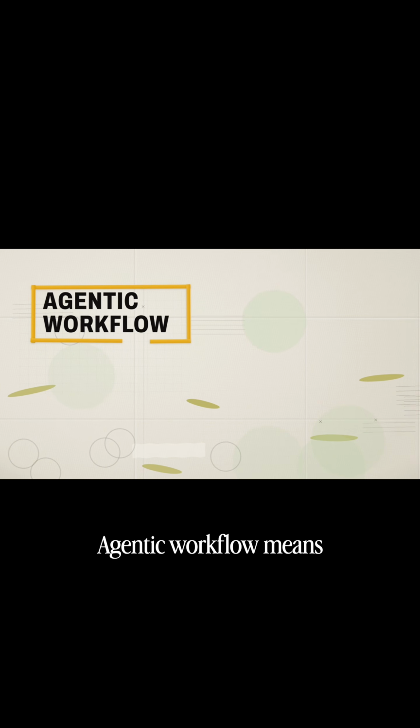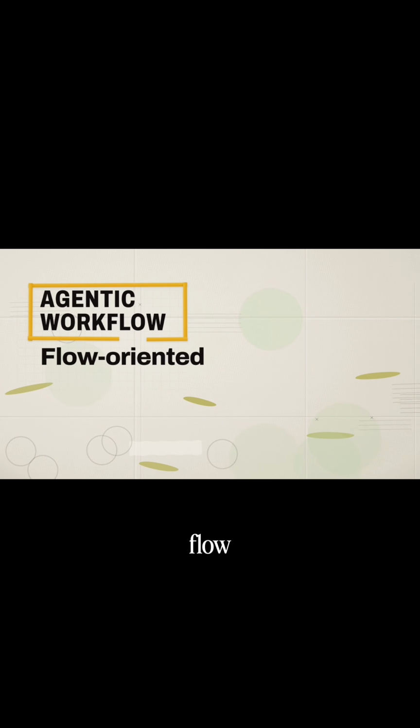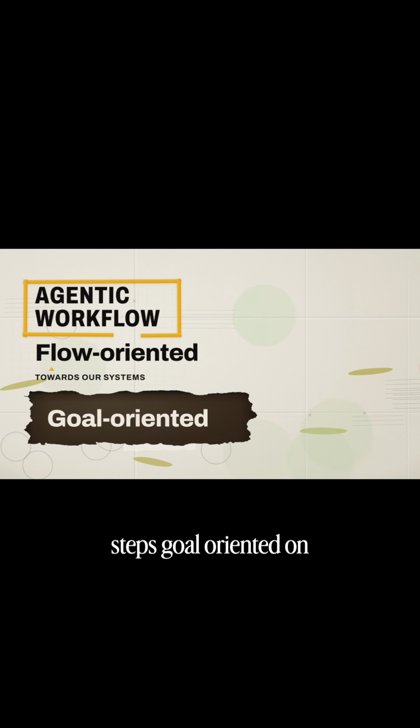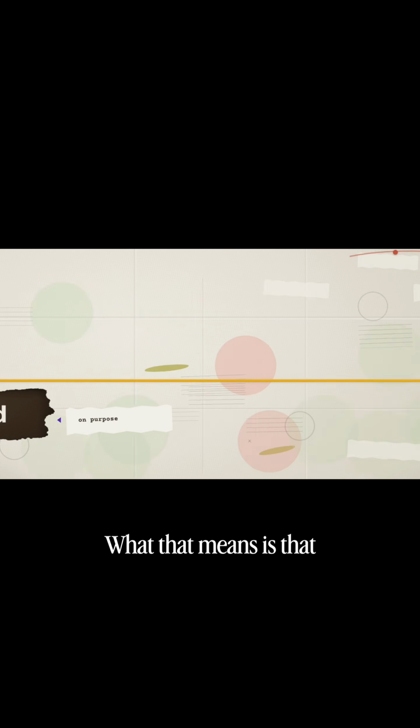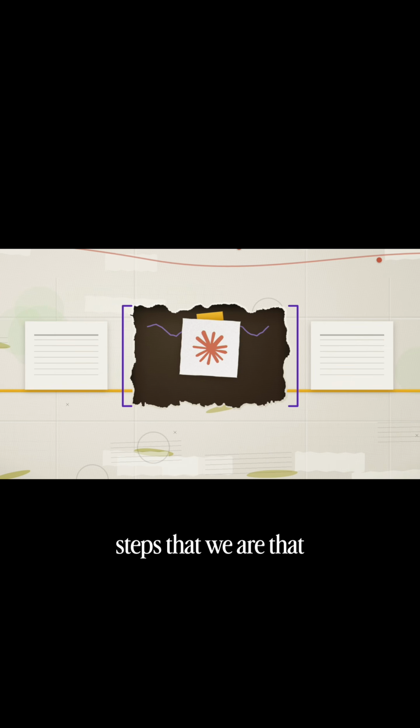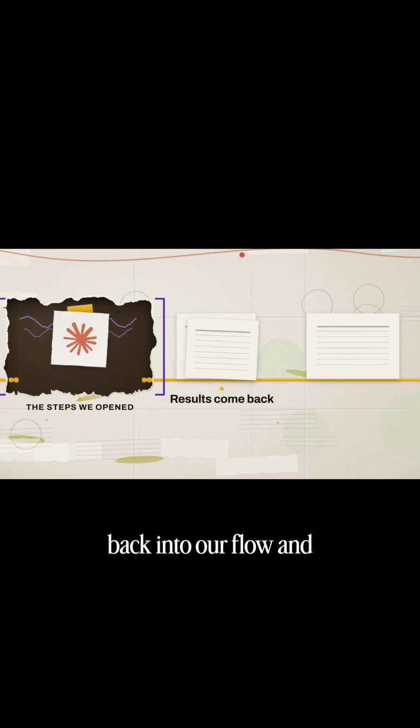Agentic workflow means we create a process that is flow-oriented towards our systems, but we leave certain steps goal-oriented on purpose. What that means is that we decide the phases, and AI is only able to decide inside the steps that we opened up, and then the results come back into our flow and get checked.